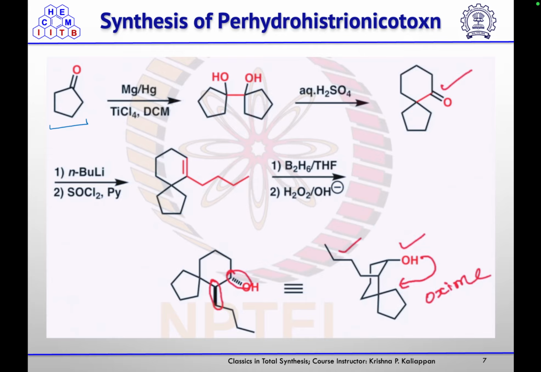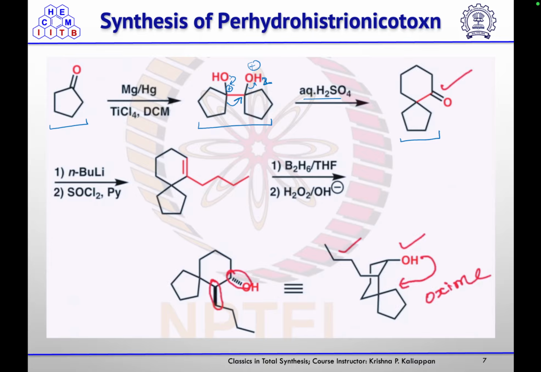So first, Corey's group used this McMurry coupling to get this pinacol product. Then on treatment with aqueous sulfuric acid, one of the alcohols gets protonated, and then this will leave. Then ring expansion will take place to get the positive charge at this center, and then the oxygen lone pair will make the ketone at that position to give you this spiro fused 6,5 ketone.